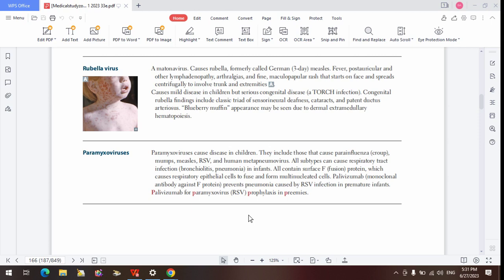So don't forget RSV, F protein, because we have said that RSV is the commonest cause of bronchiolitis in infants. I hope you guys remember that. RSV is the commonest cause. Please don't forget. RSV is the commonest cause of bronchiolitis in infants.